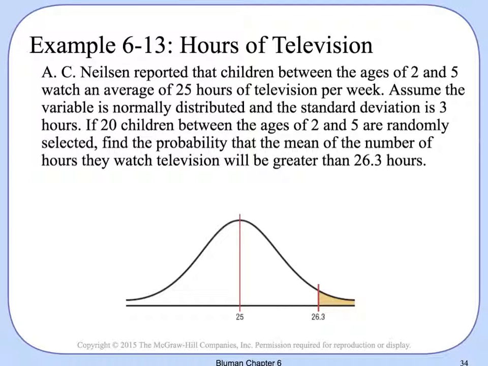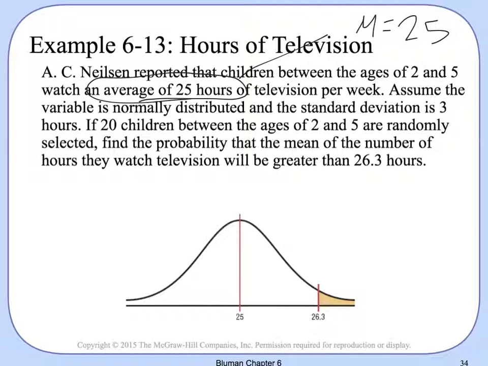Awesome, let's do this example. Hours of television. A.C. Nielsen reported that children between ages 2 and 5 watch on average 25 hours of television a week. Right now, what is this telling us? This is our population average. That's mu. Mu is 25. That's not based on a sample, guys. That's based off of this huge report that the population average, kids watch 25 hours of TV a week. That scares me, ages 2 to 5. How much wasted time we sit doing that.